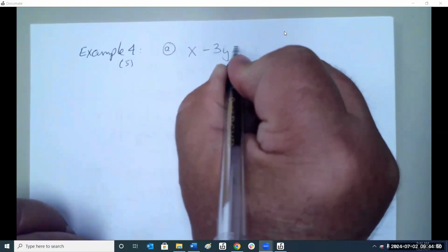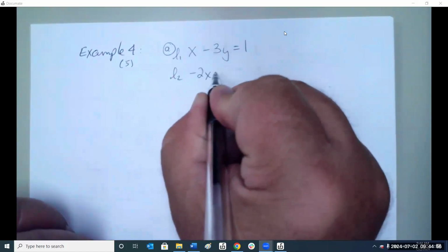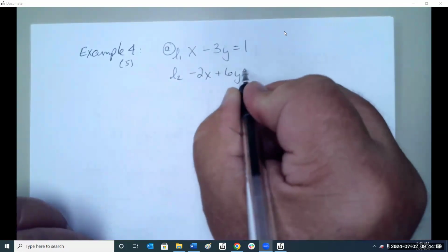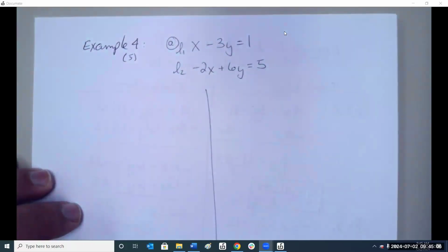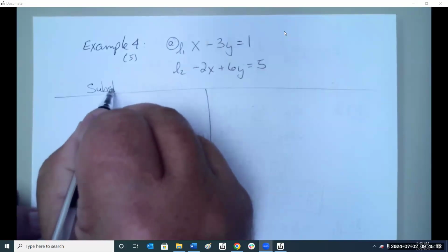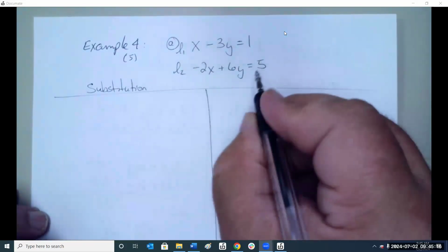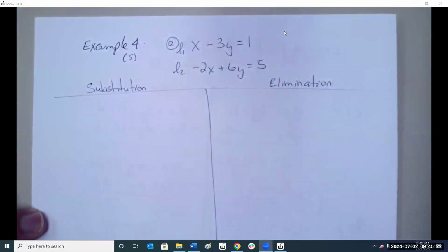Example 4, which is actually example 5 on your sheet. A. X minus 3y equals 1. That's line 1. Line 2 is negative 2x plus 6y equals 5. Substitution there. Elimination, that's it.